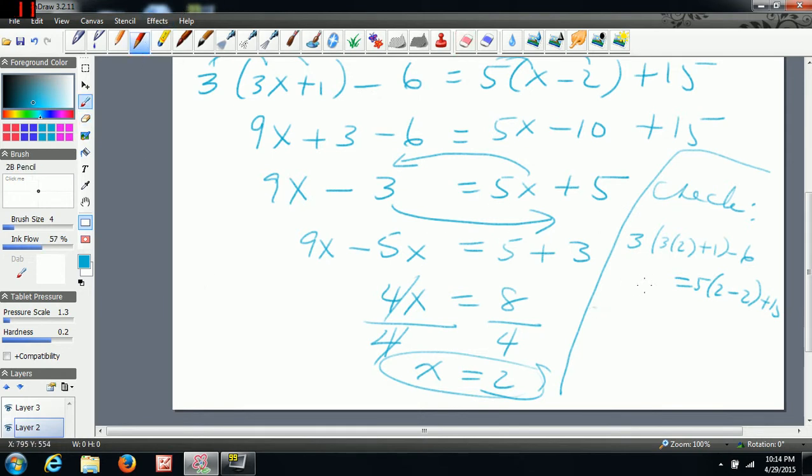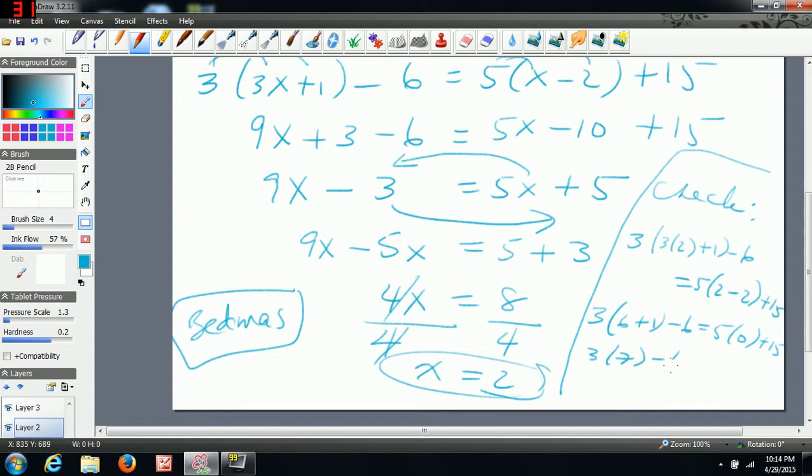Okay, so now we're going to do this using BEDMAS, of course. Whenever we do anything in mathematics, we're going to do this part first. So we're going to do 3 times 2, which is 6, plus 1 minus 6 equals 5 times 0 plus 15. So this becomes 3 times 7 minus 6, and 5 times 0 is 0 plus 15. So 3 times 7 is 21 minus 6, which is 15. And then 15 equals 15.